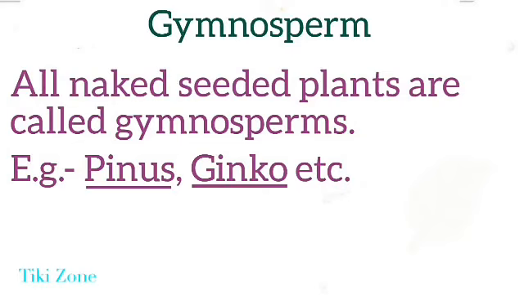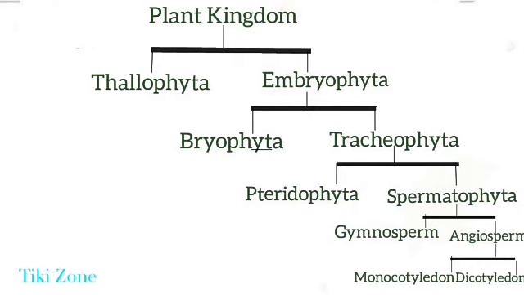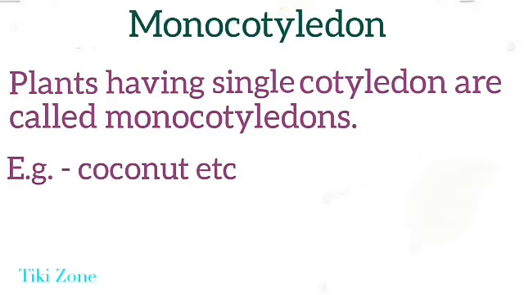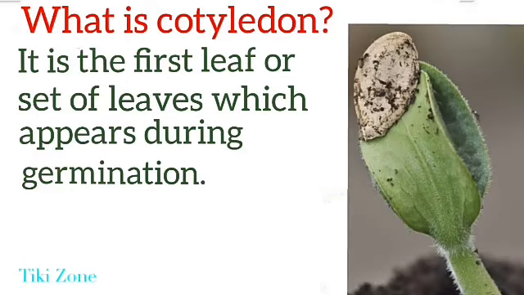In Gymnosperm, all naked-seeded plants are included, like our example Pinus, etc. And in Angiosperm, all covered-seeded plants like mango, coconut, etc. are included. Then Angiosperm is divided into monocotyledons and dicotyledons, like our previous classification. In monocotyledons, all single cotyledon plants are included, and in dicotyledons, all double cotyledon plants like Cucurbita, etc. are included. We also previously discussed what cotyledon means. Cotyledon means the first leaf or the set of leaves which appear during germination.